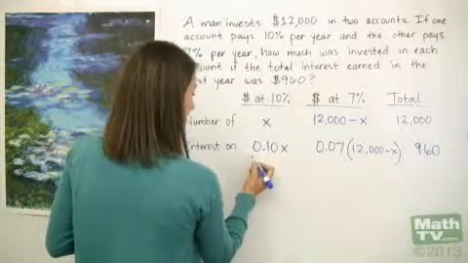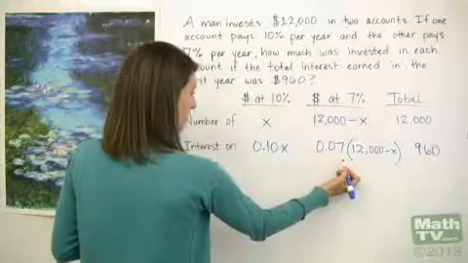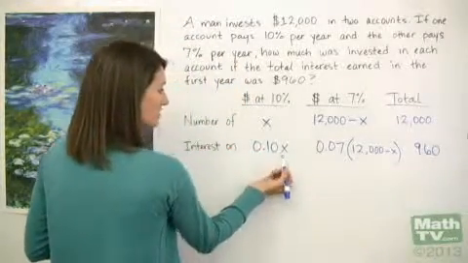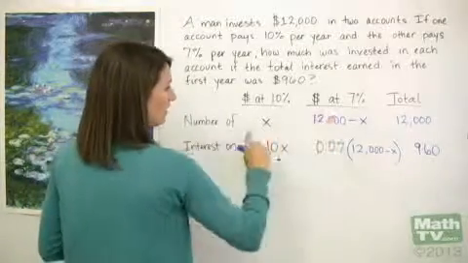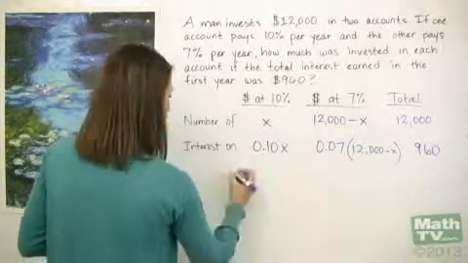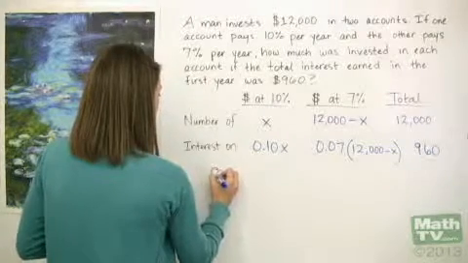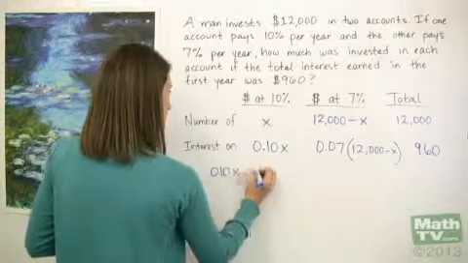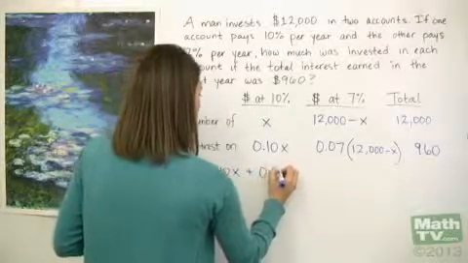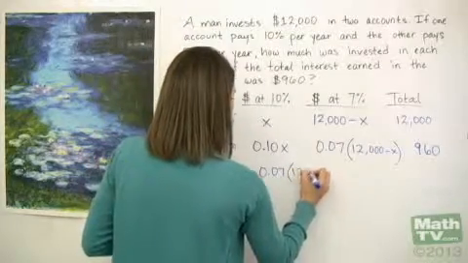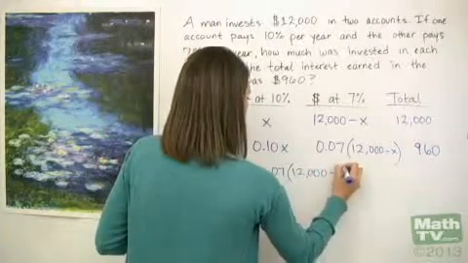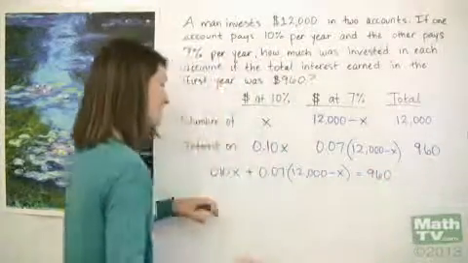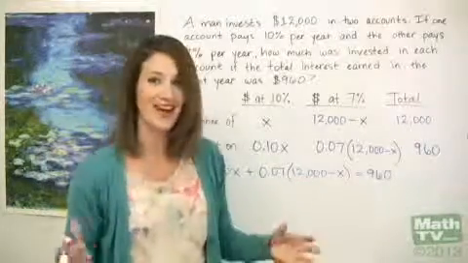So now, this second line here of our table, we can use to write our equation. So we can add these two expressions together and set them equal to the total amount of interest, and then solve for x, and that will give us a value in order to find the total amount in each account. So let's set up this equation. We have 0.10x plus 0.07 times 12,000 minus x, and that's all equal to 960.